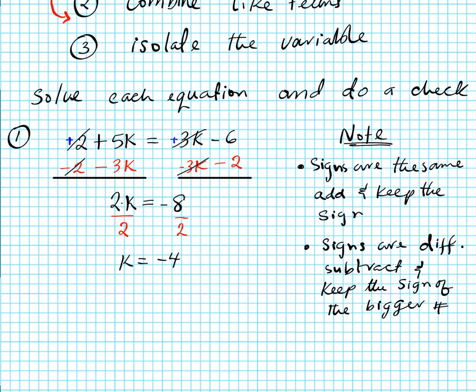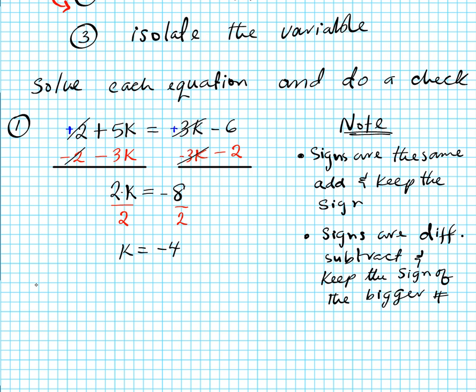All right, so we have our answer now. When you're solving equations, it's always good to form the habit of doing a check so you can be confident that your answer is accurate. All right, so let's do a check. I'm going to plug in k into my original equation and see if I get a true statement. All right, so I'm going to go 2 plus 5 parenthesis. I'm going to put in the result I got, which was negative 4. Put negative 4 here. Equals 3 parenthesis negative 4, and then minus 6.